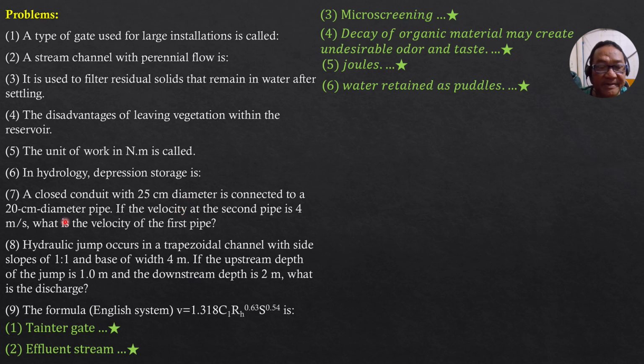Then here is problem 7. A closed conduit with 25 centimeter diameter is connected to a 20 centimeter diameter pipe. If the velocity at the second pipe is 4 meters per second, what is the velocity of flow of the first pipe? So there's no mention about the type of fluid, but it is an assumption that it must be a liquid, because if it is a gas or compressible substance, the continuity equation involves mass flow rate or weight flow rate, and there's no given density.